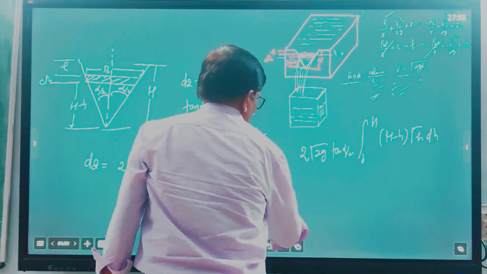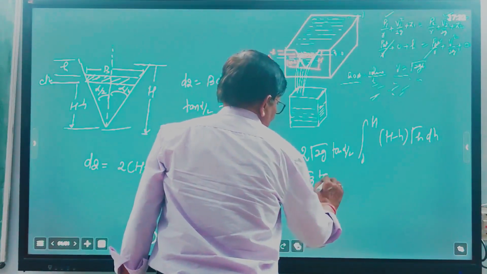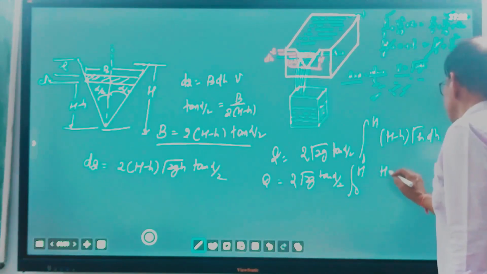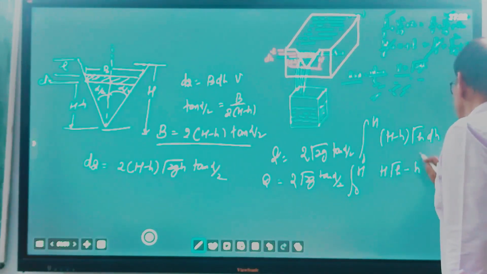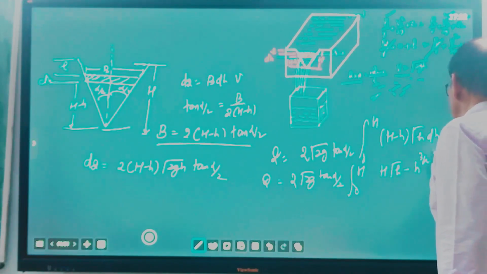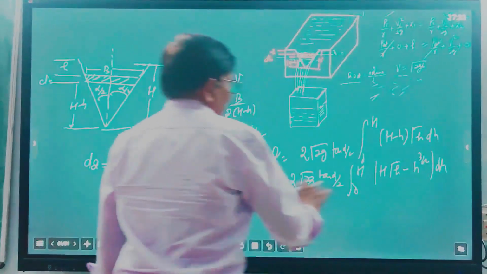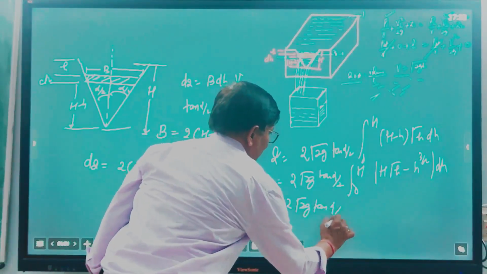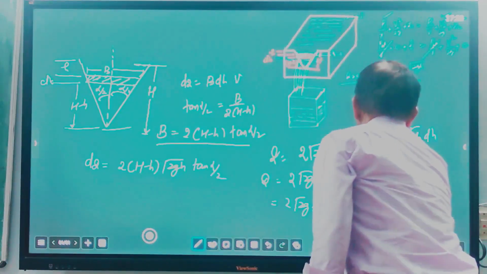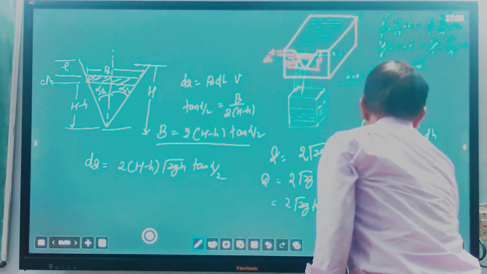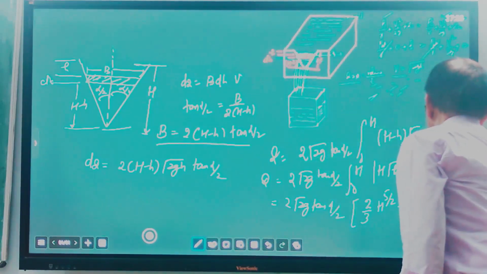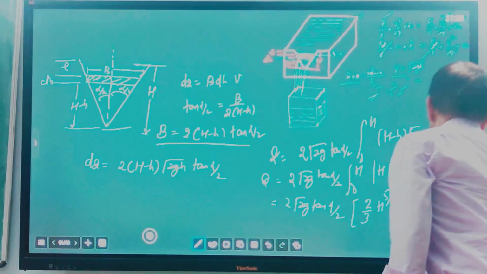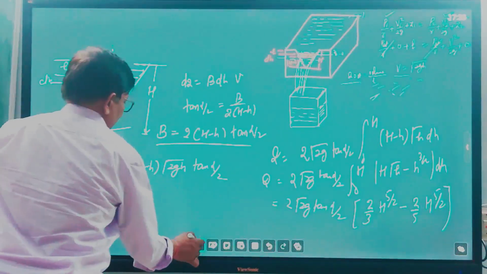Q total equals 2 under root 2g tan alpha by 2, limit 0 to h, into under root h minus h to power 3 by 2, integrating it now. So by solving this one, we will get under root 2g tan alpha by 2, h to power 3 by 2, so you get 2 by 3 h to power 5 by 2 minus 2 by 5 h to power 5 by 2.